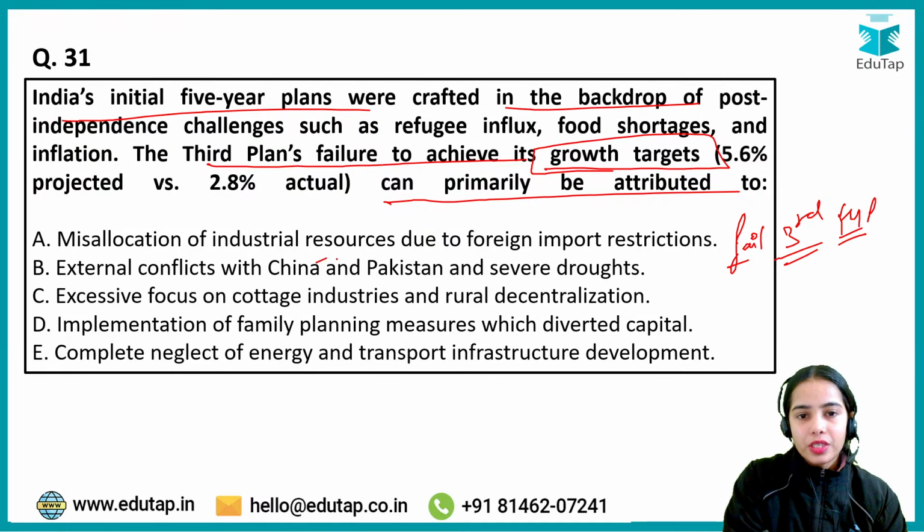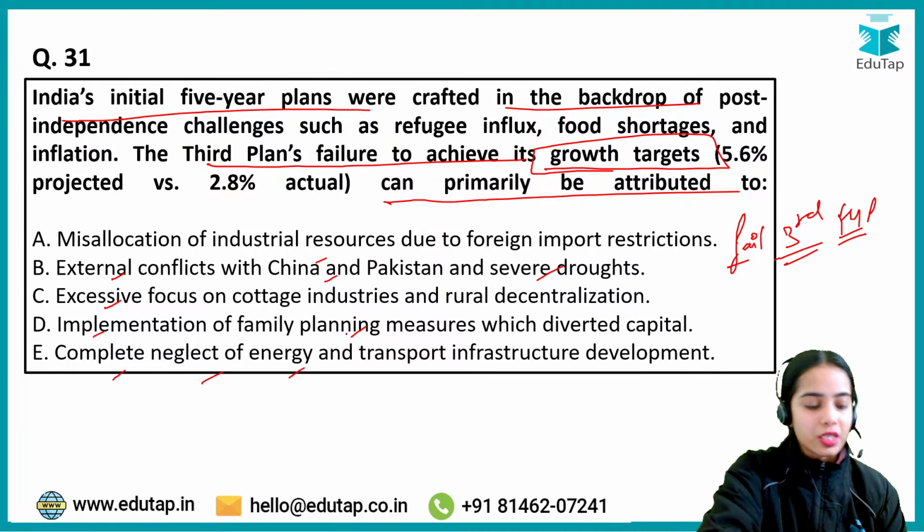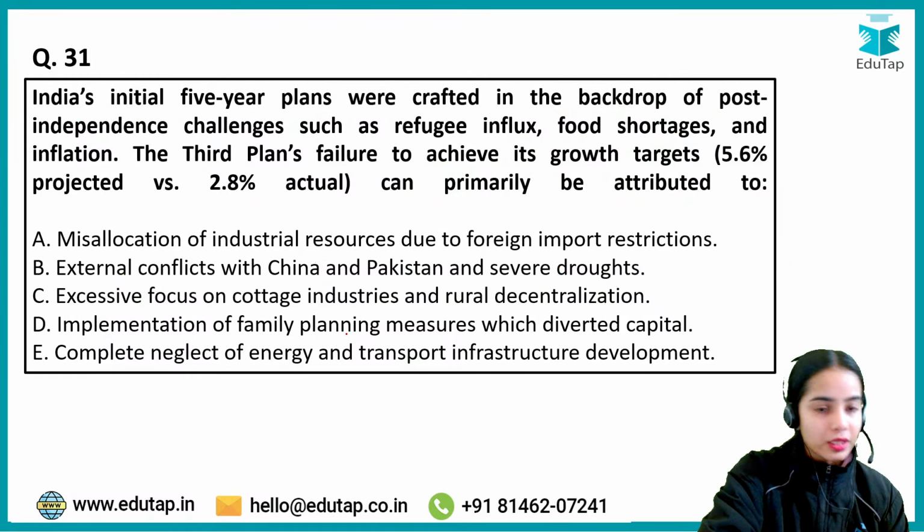Misallocation of industrial resources, external conflicts with China and Pakistan, severe droughts, excessive focus on cottage industries, implementation of family planning, and complete neglect of energy and transport infrastructure. So what? Yes, very good.